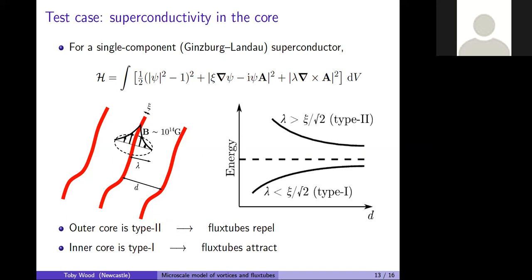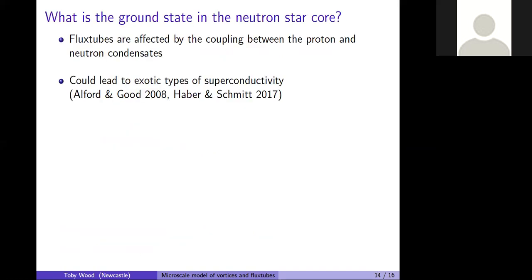An easy way to visualize this is to plot the energy of the system as a function of d, the average distance between flux tubes. If it's type 2, you can minimize the energy by pushing them further apart. If it's type 1, you minimize the energy by bringing them closer together. So an obvious thing to look at is, what if we now include the effect of entrainment? That will change the structure of the flux tubes, and this could lead to different kinds of superconductivity.